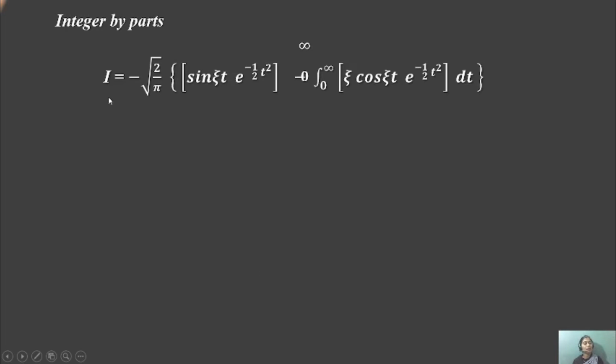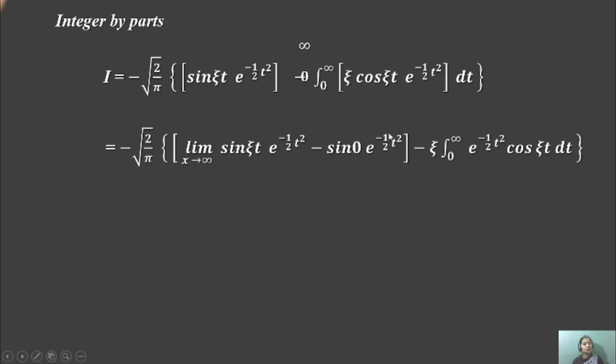Then, integrating by parts, I equals minus square root of 2 by pi, integrating by parts same as the cos form, applying the rule for integration of u into v. After that, putting in the limits of this equation: first put the upper limit infinity, and after that put the lower limit 0. Minus square root of 2 by pi, limit tends to infinity, sine xi t e to the power minus 1 by 2 t square, minus the second term with t put as 0. Both of these, at infinity and at 0, sine 0 is 0.